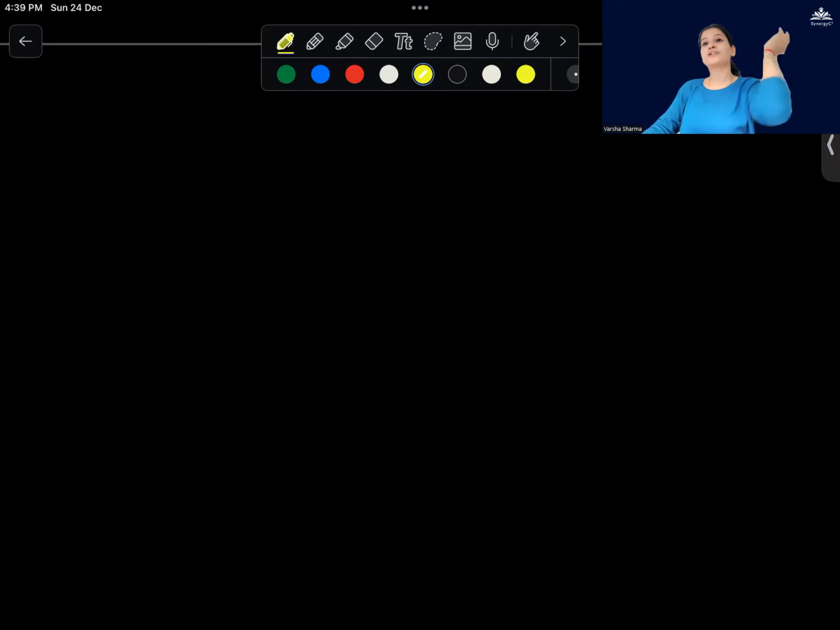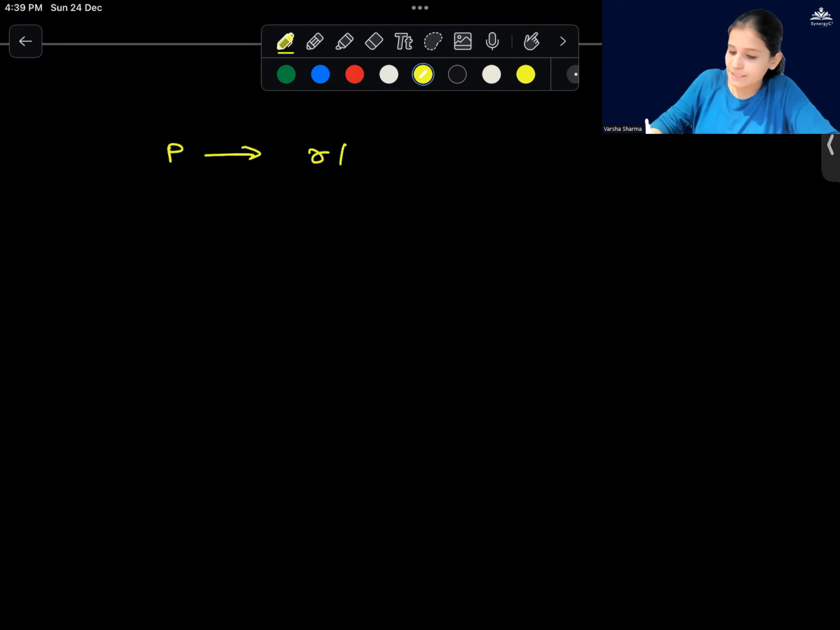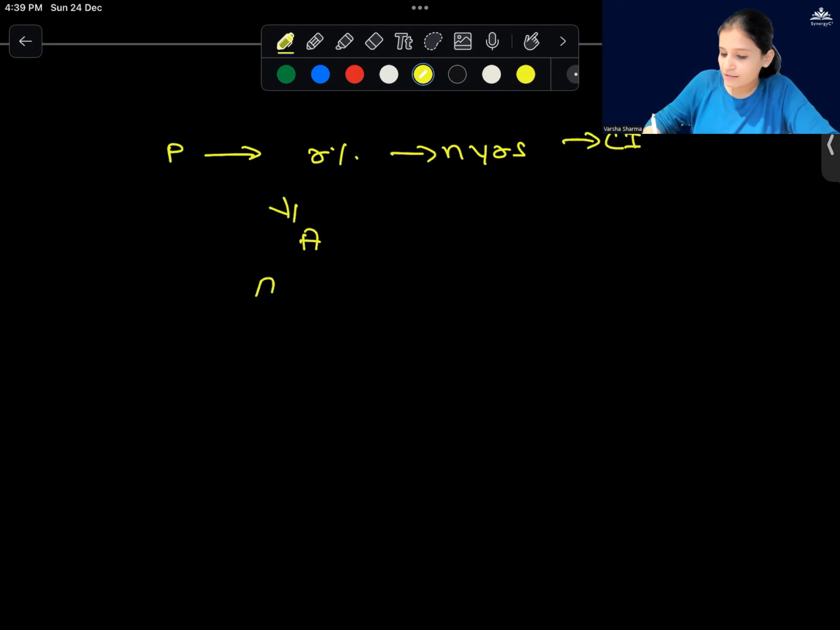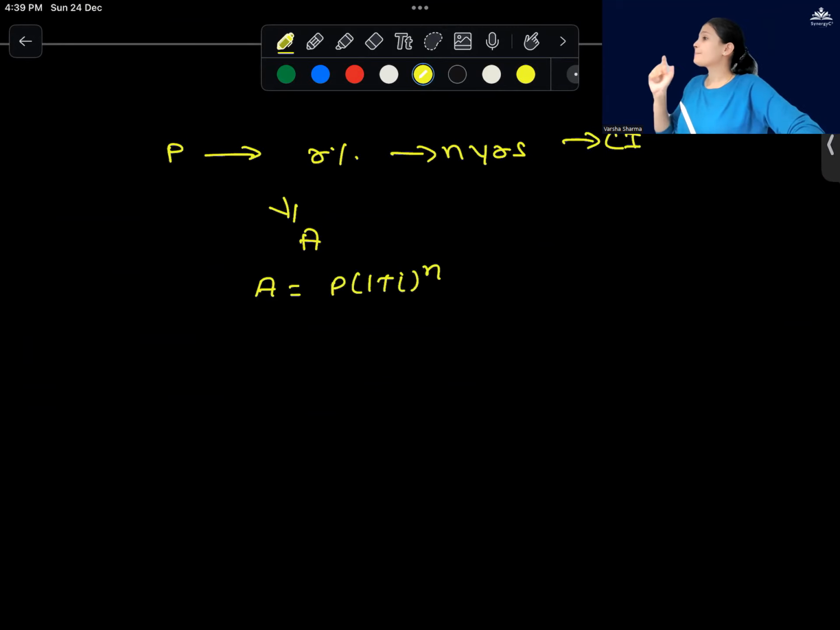Now before starting annuity, the same concept that I have a principal at R% for n years calculated as compound interest. I'm getting the amount A. So what is the formula? P into 1 plus i to the power n. Yes. So now this P is the principal. That's money that I'm lending out today. And after a couple of years, for the same amount, I'm going to get a return amount of A.